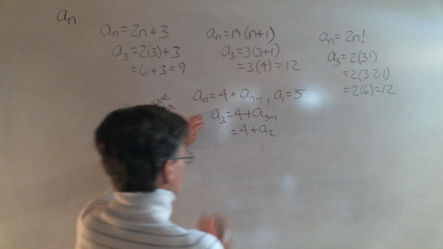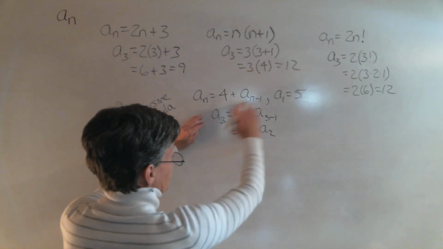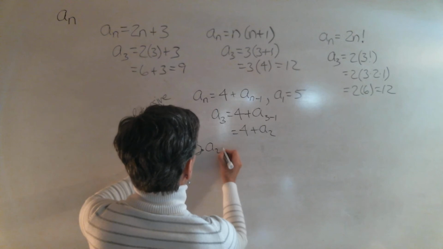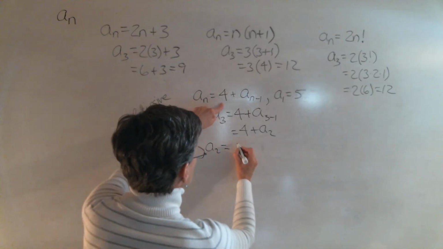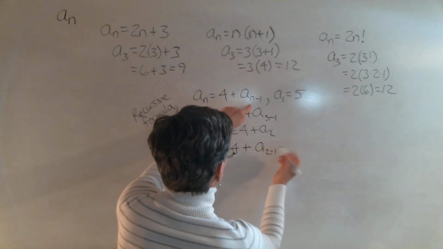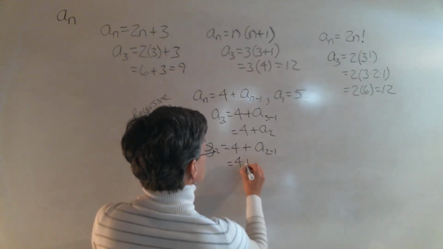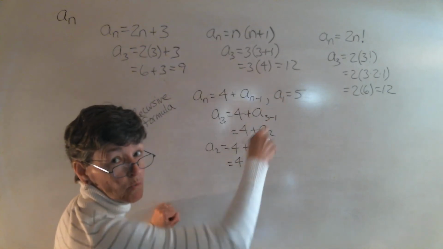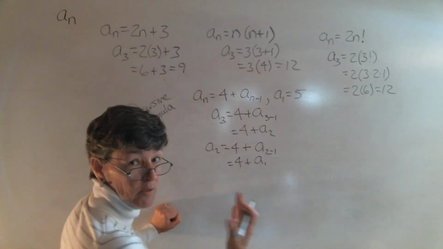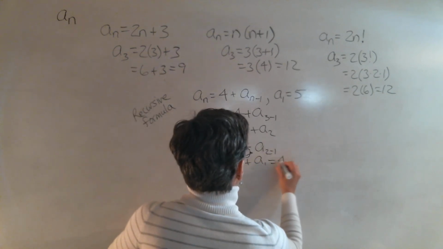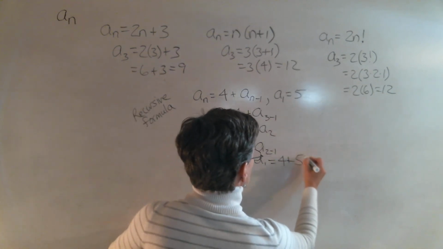All right, well then let's start with that and let's find a sub 2. Well then a sub 2 would be 4 plus a sub 2 minus 1. Well, a sub 2 minus 1 is really a sub 1. And I know a sub 1. I'm given a sub 1. Remember, for a recursive formula, you have to be given a previous term in the sequence. So this is going to be 4 plus 5, which is 9.